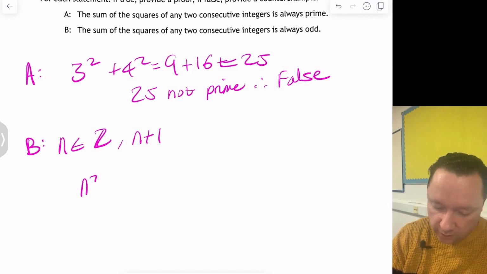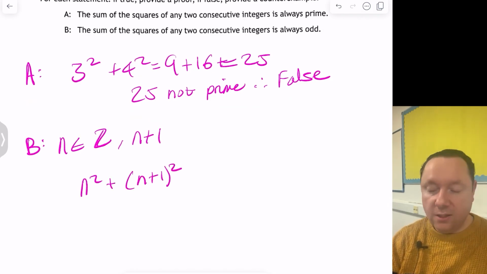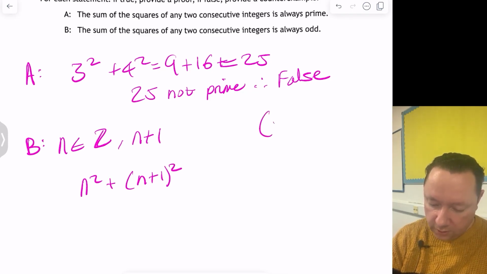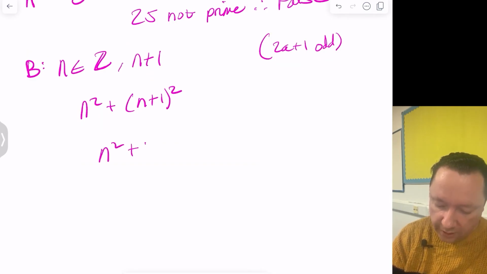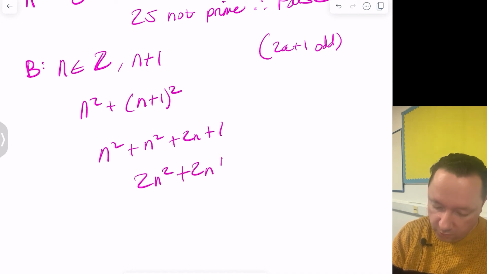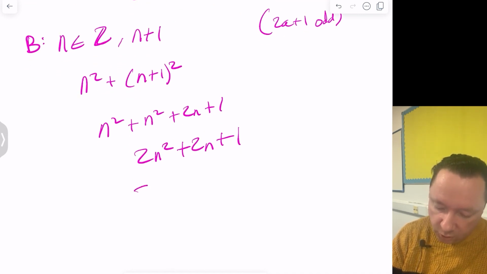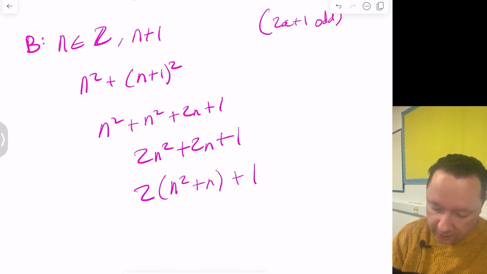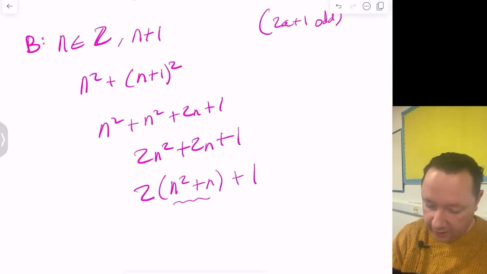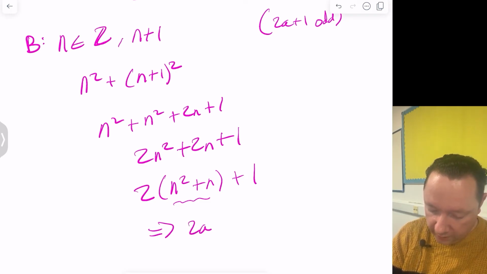So you're going to have n squared plus n plus 1 squared. And just a reminder, looking at odd, the form you're looking for is 2a plus 1 is odd, or 2n plus 1, whatever. Expanding the bracket, we get n squared plus 2n plus 1, which is 2n squared plus 2n plus 1. So taking out a common factor of 2 from the front bit, we'll get n squared plus n plus 1, and that's just a number. So that's just basically of the form 2a plus 1, therefore odd. So statement true.